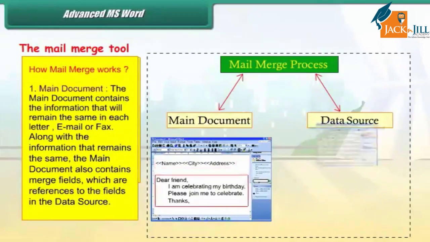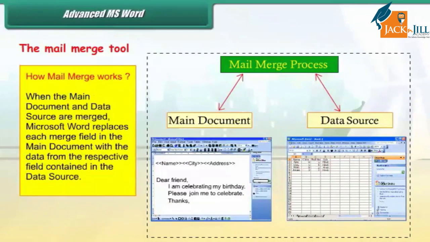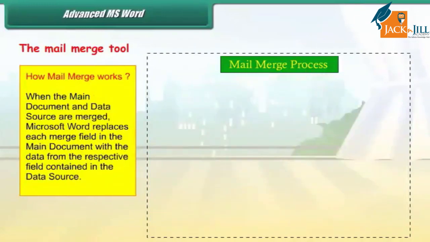Data source. The data source contains all the variable information in the form of fields. This is the information that will change in the main document when the merge is completed. When the main document and data source are merged, Microsoft Word replaces each merge field in the main document with the data from the respective field contained in the data source.